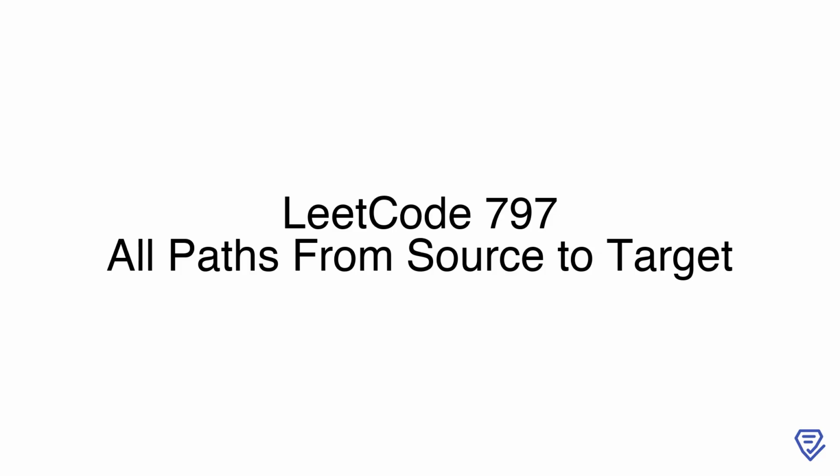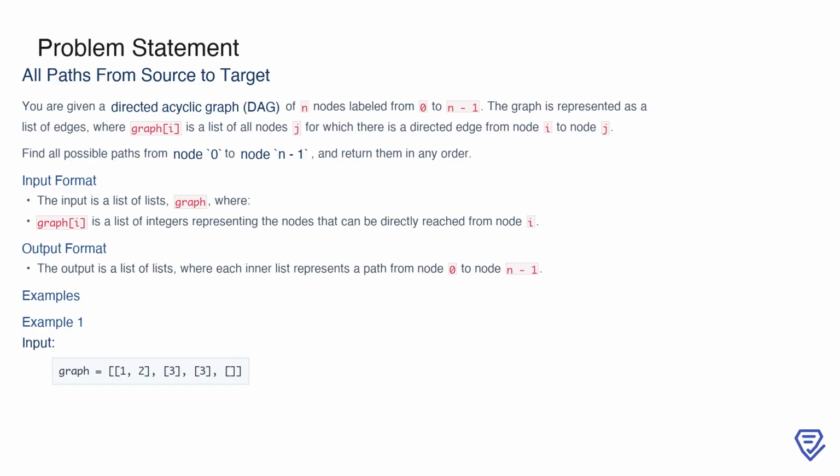Let's get started. In this problem, we are tasked with finding all possible paths from the source node, labeled as 0, to the target node, labeled as n-1, in a directed acyclic graph, or DAG. The graph is represented as a list of edges, where each entry graph[i] contains a list of nodes that can be directly reached from node i.